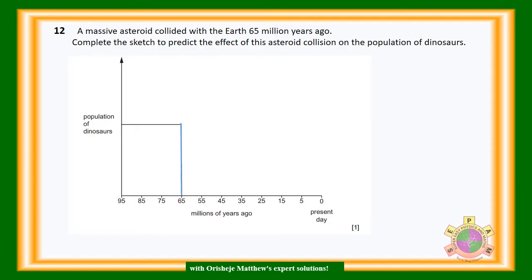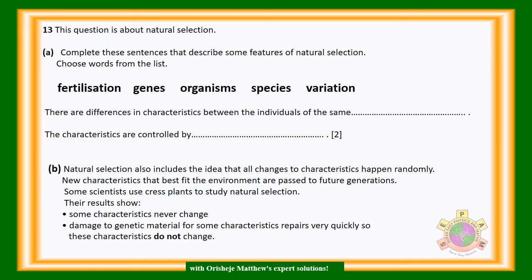Question 13. This question is about natural selection. Question 13a. Complete these sentences that describe some features of natural selection. Choose words from the list: fertilization, genes, organism, species, variation. There are differences in characteristics between the individuals of the same species. The characteristics are controlled by genes.